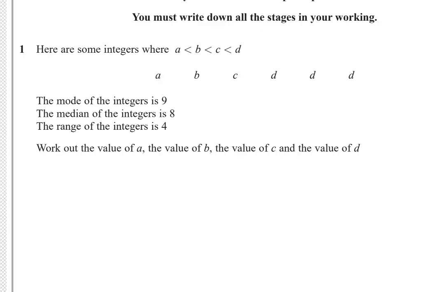Number 1. Here are some integers where a is less than b, less than c, less than d. The mode of the integers is 9. The median of the integers is 8. The range of the integers is 4. Work out the value of a, the value of b, the value of c, and the value of d.